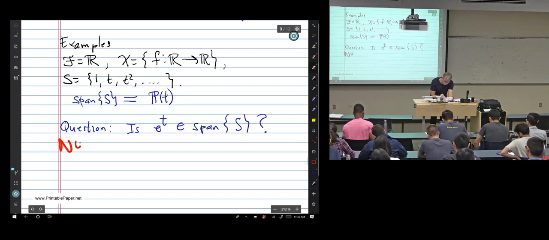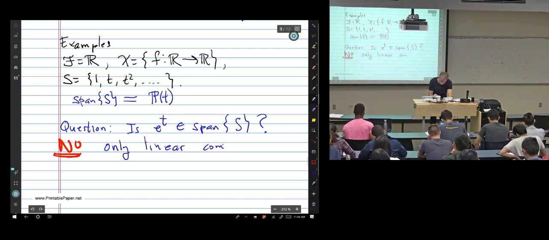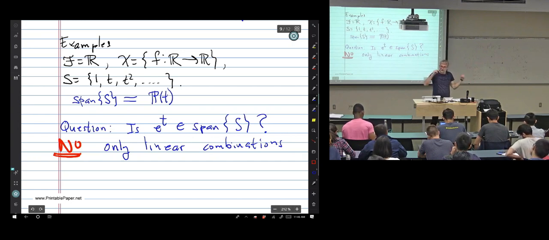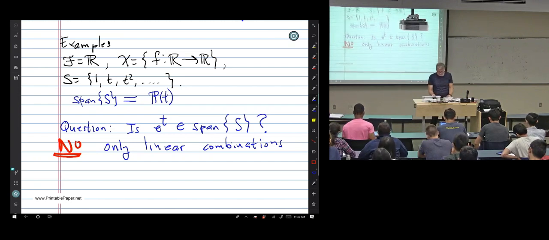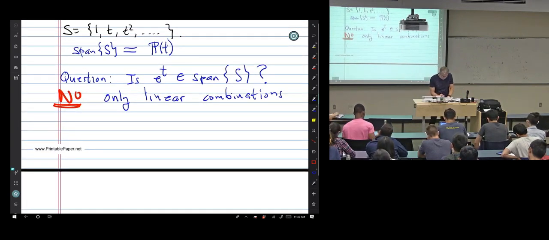This is super important, okay? Only linear combinations. And it's not like e to the t is a nonlinear combination. The problem is it's an infinite thing, and you have to know about convergence and calculus to define e to the t, okay? So this means finite sums.